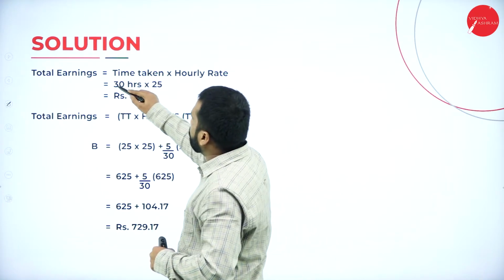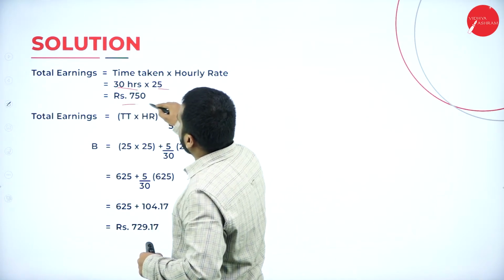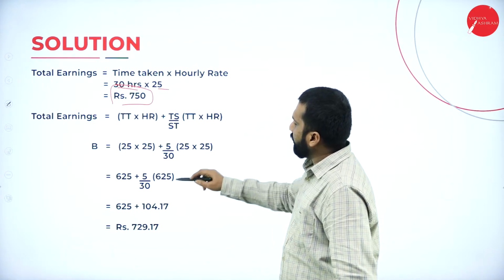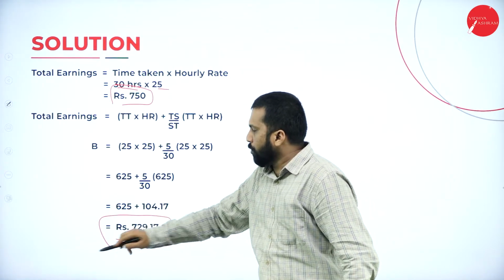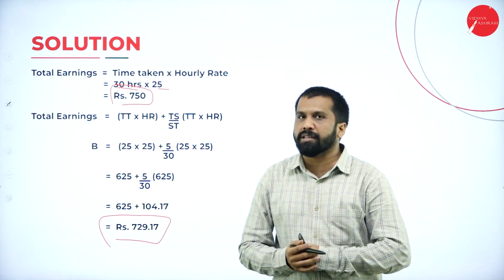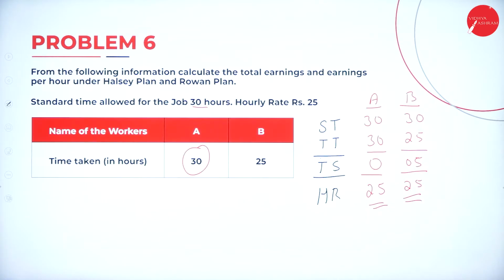Similarly, we'll go for B. The B calculation: time taken into hourly rate, the final answer is 750. Time taken into hourly rate, and if you simplify, you will get 729 as your answer. Hope you are clear. Good. Your problem number 6, this is your question.